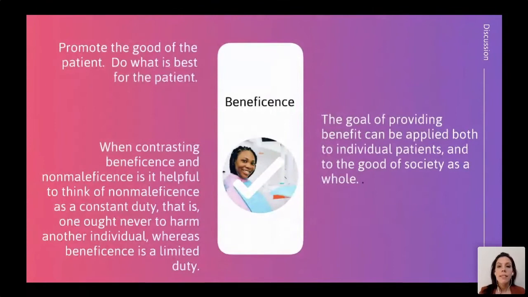Beneficence. Beneficence is sometimes very difficult to separate from non-maleficence, but beneficence is about doing the good of the patients, doing what is best for the patients, and applying a benefit to the patient, or a benefit to even society as a whole. So with technology, there's a very strong argument from the ethical principle of beneficence, because there can be so much more benefits to so many more patients with new technologies.